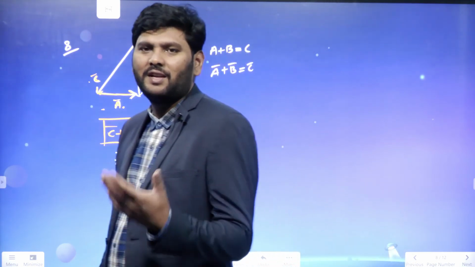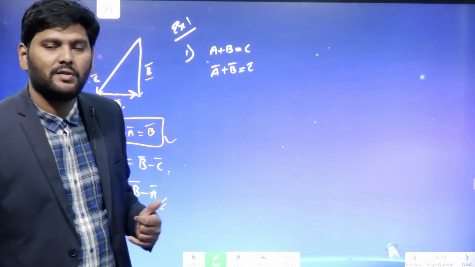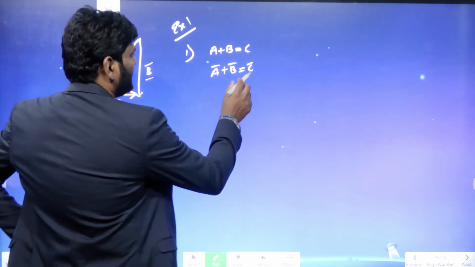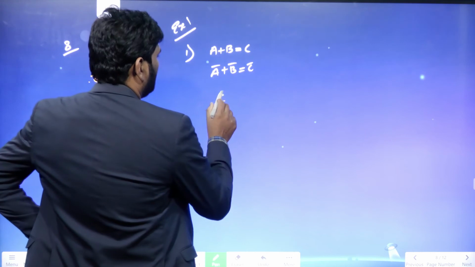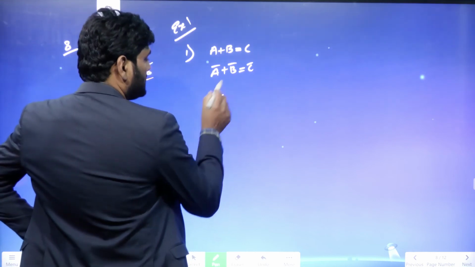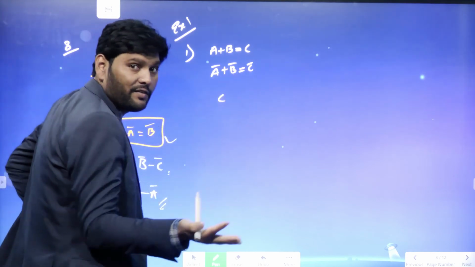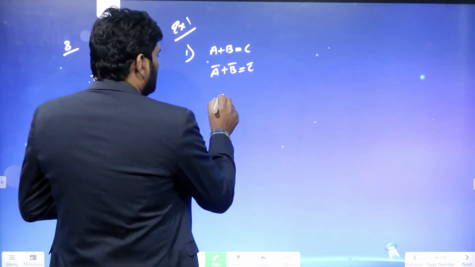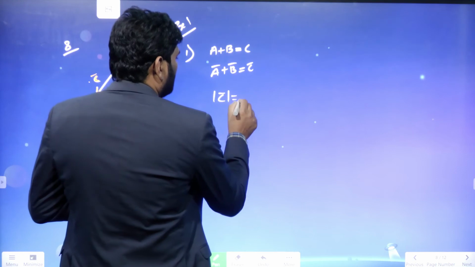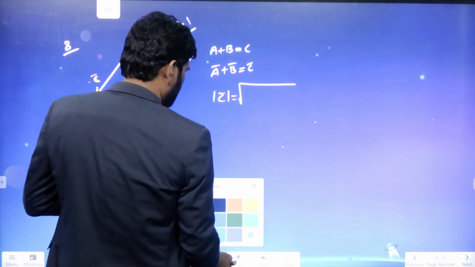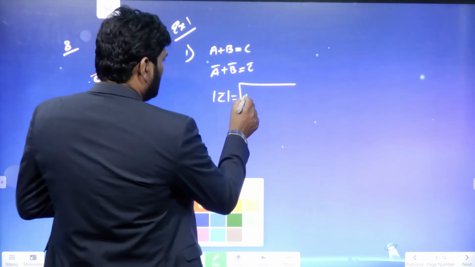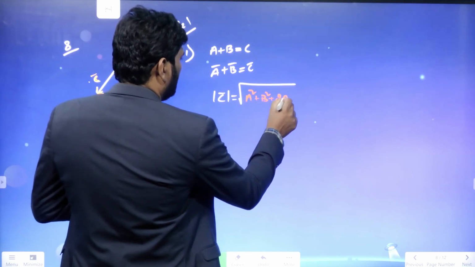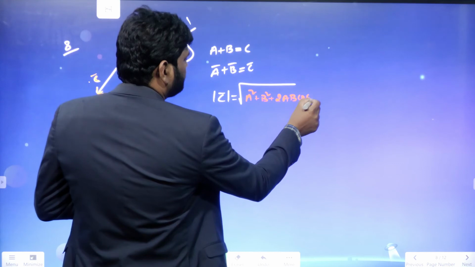We have done this question many times, and many kinds of questions before. A bar plus B bar is equal to C bar, right? So C is your resultant vector. Then mod C is equal to under root of A square plus B square plus 2AB cos theta.